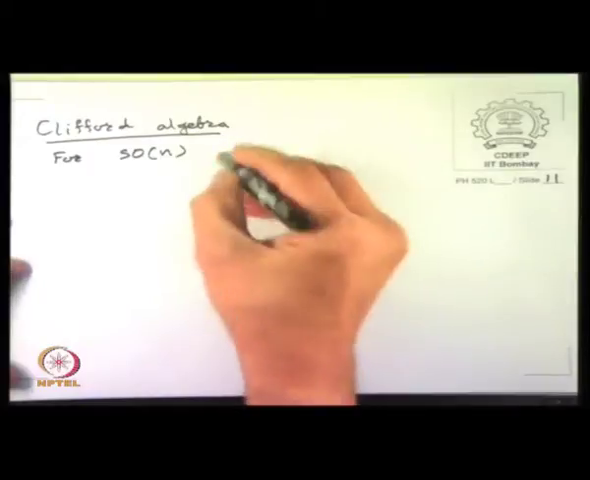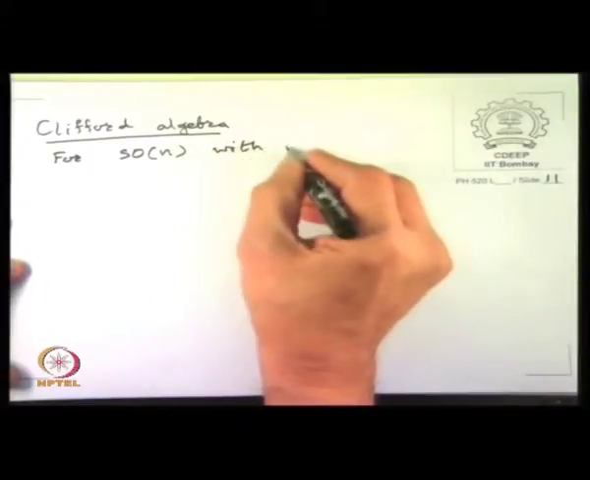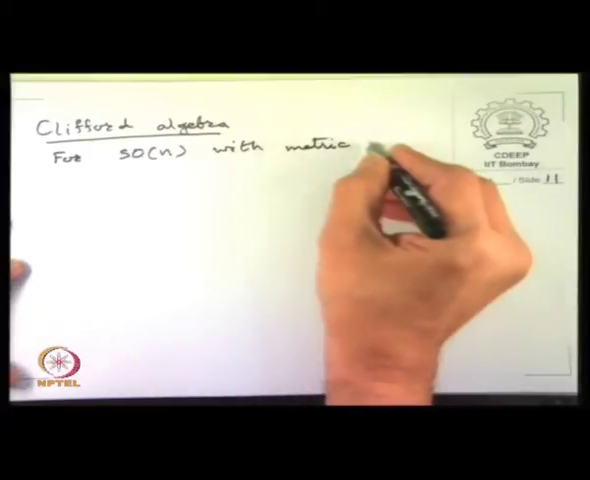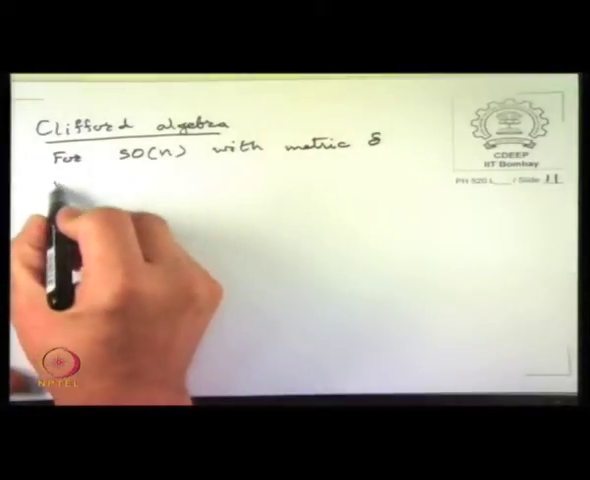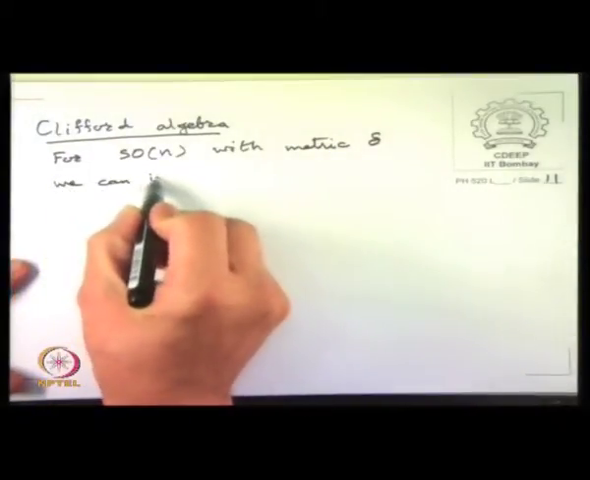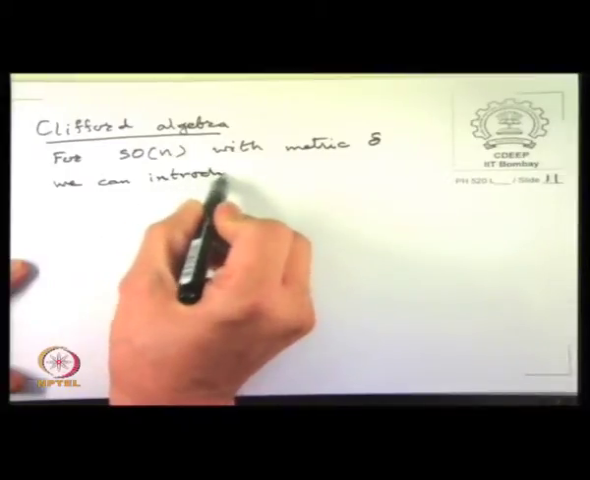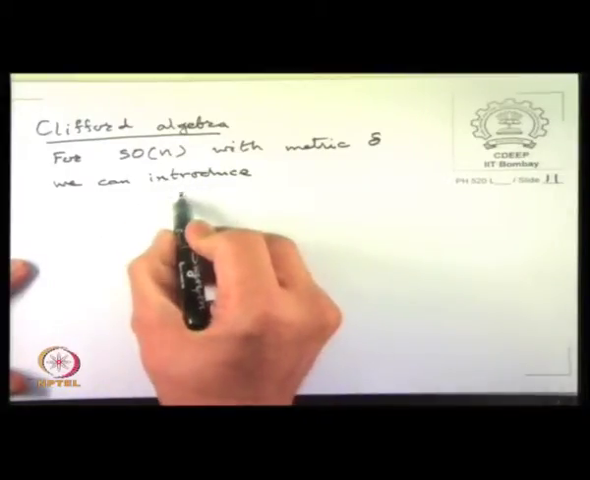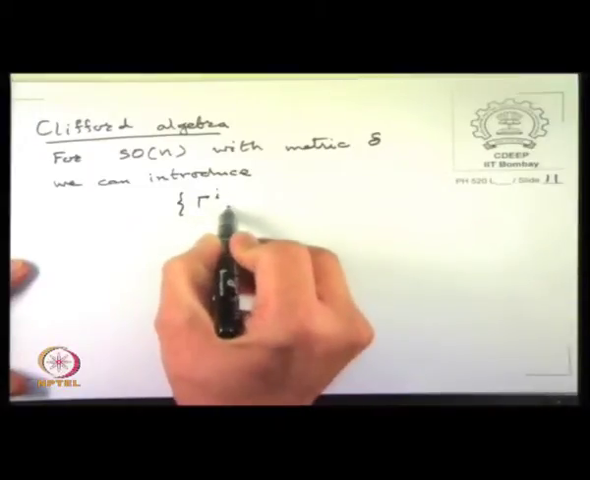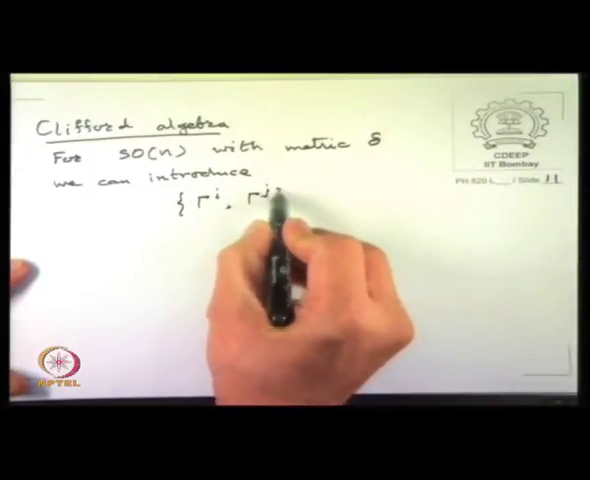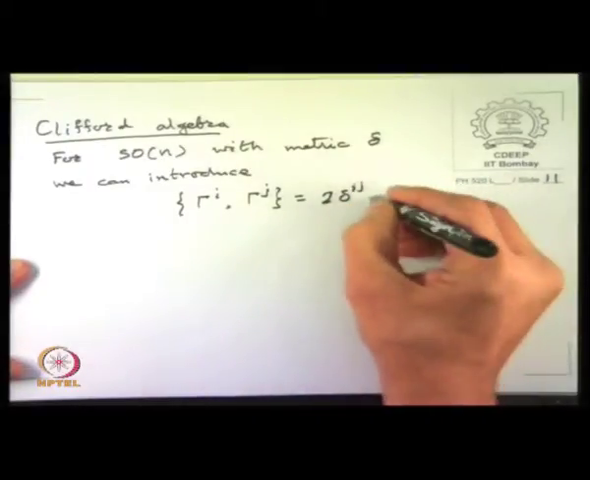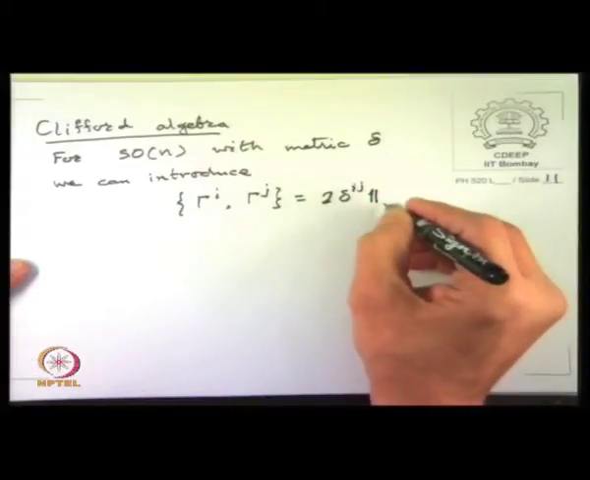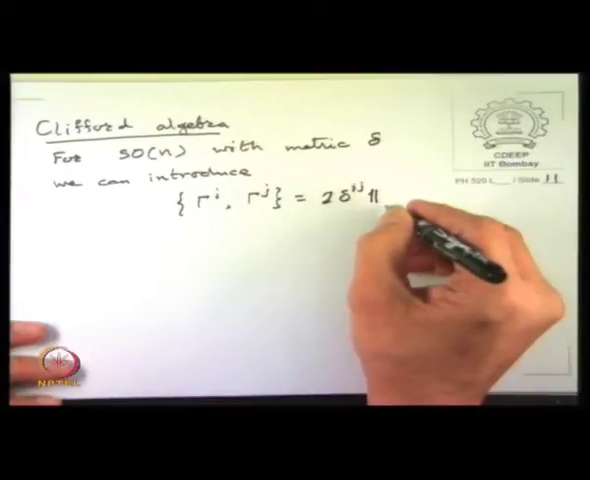For SO(n) with metric delta ij, we can introduce gamma i gamma j equal to 2 times delta ij and times the identity matrix of size 2 to the power n by 2.